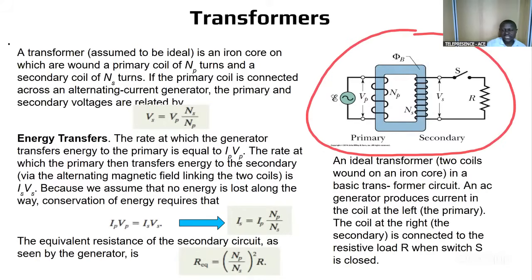The secondary voltage and the primary voltage are related by this equation. Vs is the secondary voltage and Vp is the primary voltage, Ns is the number of turns for the secondary, and Np is the number of turns for the primary. If you want to step up a transformer, you increase Ns, so Ns will be more than Np. That's a step up transformer. But if Ns is less than Np, that is a step down transformer.